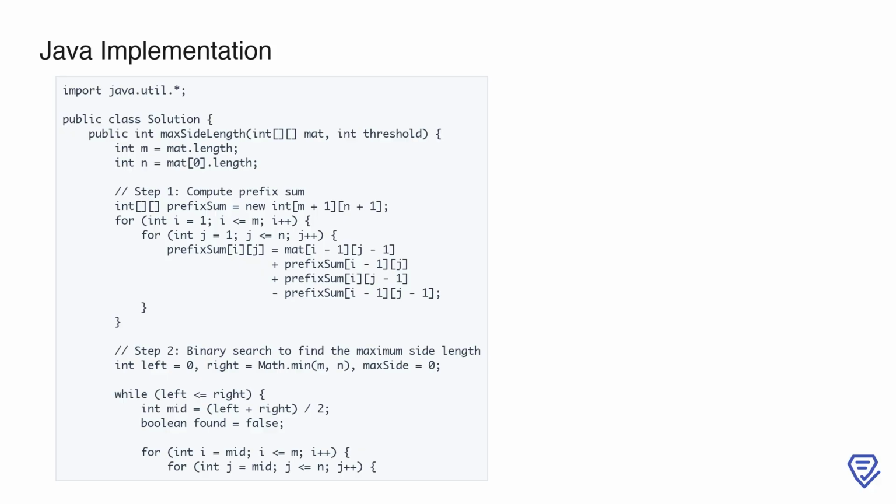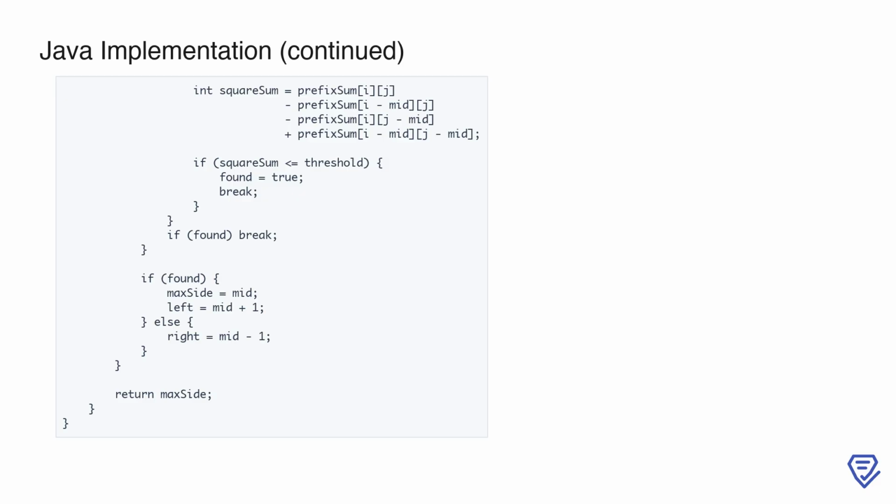This is done using a 2D array called prefix sum, where each element at position i, j, stores the sum of all elements in the rectangular region from the top left corner, (0, 0), to the position (i-1, j-1), in the original matrix. The prefix sum is calculated iteratively by adding the current matrix element, the prefix sums from the row above and column to the left, and subtracting the overlapping region to avoid double counting. This pre-processing step allows us to efficiently compute the sum of any submatrix in constant time.